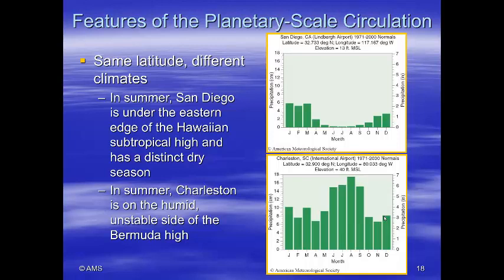What we see is San Diego is under the eastern edge of the Hawaiian subtropical high and has a distinct dry season. Charleston is on the humid, unstable side of the Bermuda High, which causes it to have a very rainy summer.